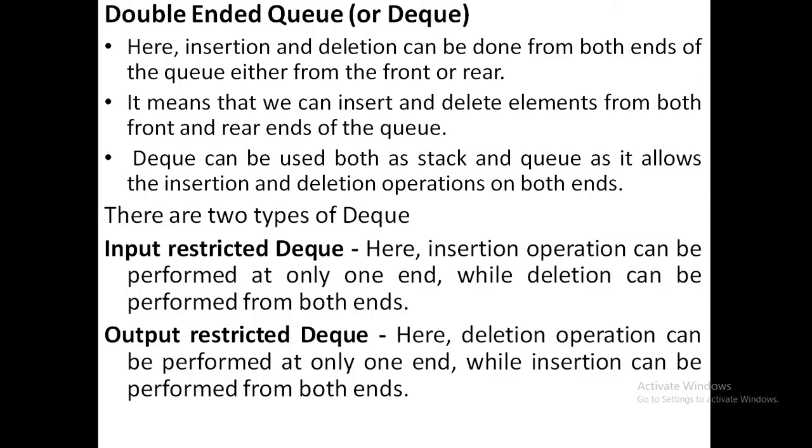There are two types of double-ended queue. They are input restricted DEQ as well as output restricted DEQ. In input restricted DEQ, the insertion operation can be performed only at one end, while deletion can be performed from both ends. Whereas in output restricted DEQ, deletion operation can be performed at only one end, while insertion can be performed from both ends.